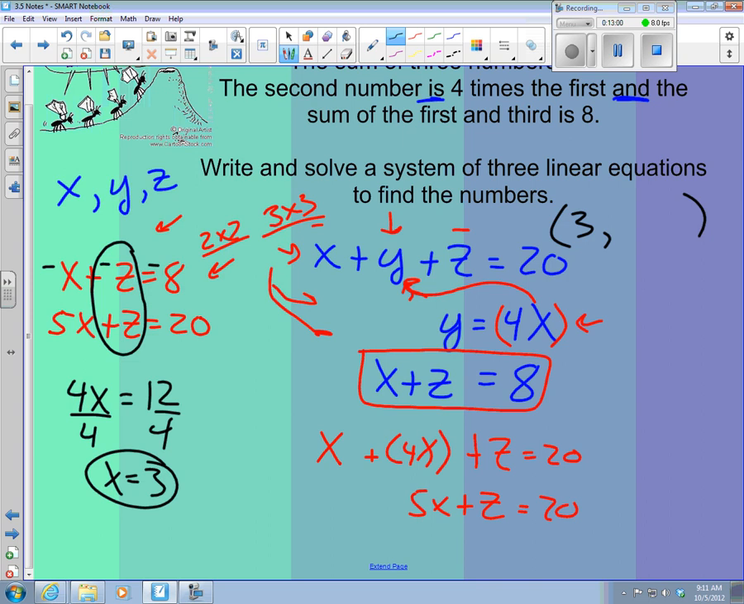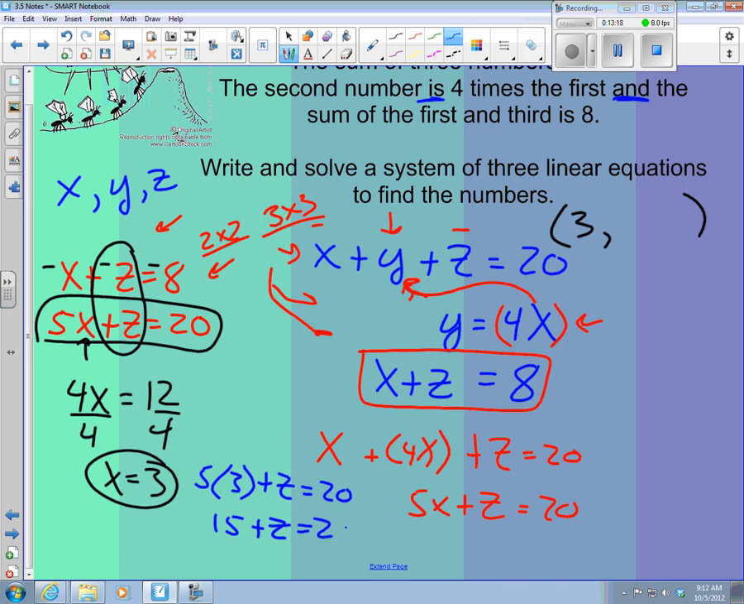Now I'm going to go back to the original equation, or actually let's just go to this one. I'm going to plug 3 in for this x in the second equation. Let's look at it right here. 5 times 3 for the x plus z equals 20. So 15 plus z equals 20. Well, if I subtract 15 from both sides, I'm going to get z equals 5.